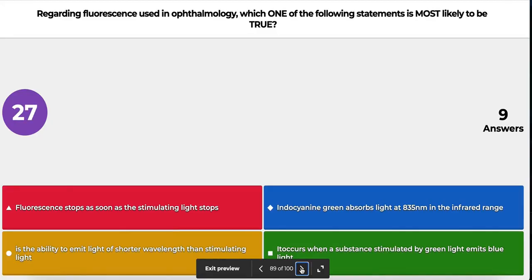Final question regarding the fluorescence used in ophthalmology, which is true. Fluorescence stops as soon as the stimulating light stops, or indocyanine green absorbs the light at 535 nanometer in the infrared range, or it's the ability to emit light of shorter wavelength than the stimulating light, or it occurs when a substance stimulated by green light emits blue light.